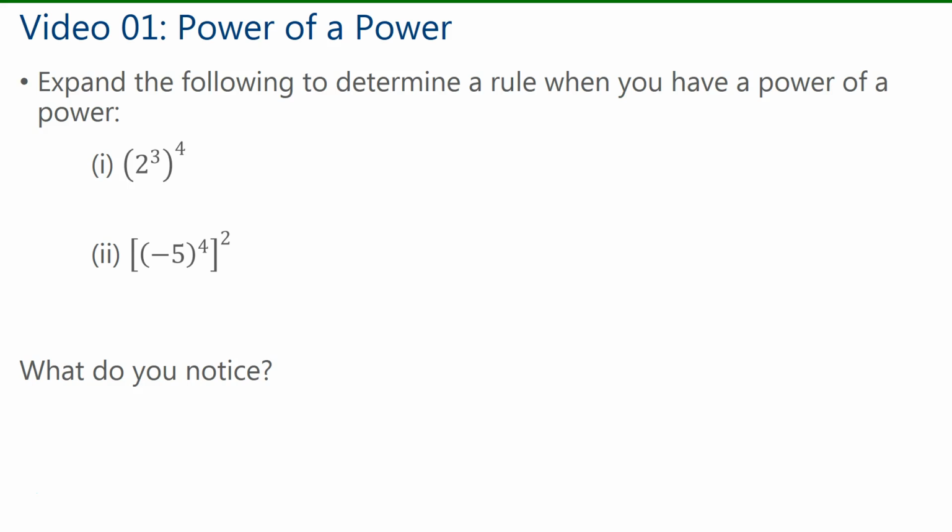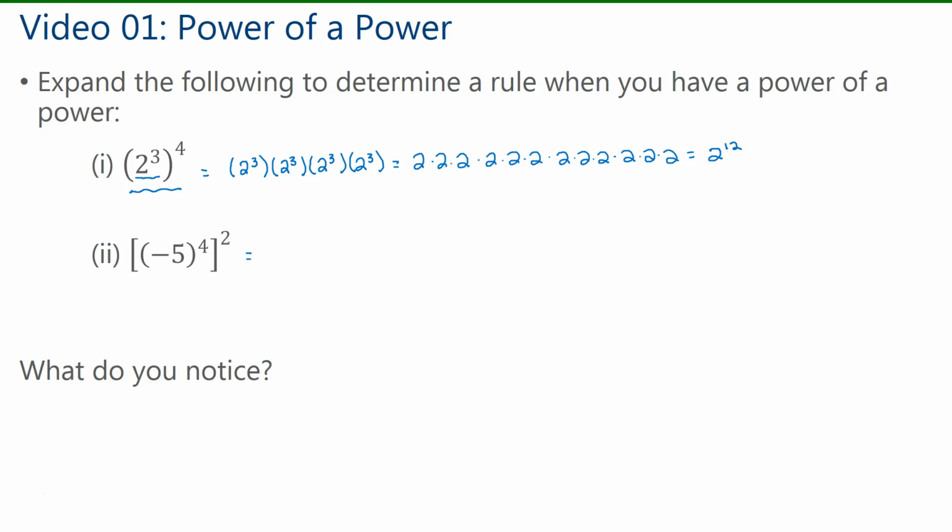Well, if we look at number 1, you'll see that we have a power where the base itself is a power. So now let's expand this out. 2 cubed to the power of 4. What does that mean? Well, it means that 2 cubed is being multiplied by itself 4 times. Now if I expand out each power, 2 cubed, that means 2 times 2 times 2. I'll do that 3 more times, giving me a total of 12 2's. So I can write this as 2 to the power of 12.